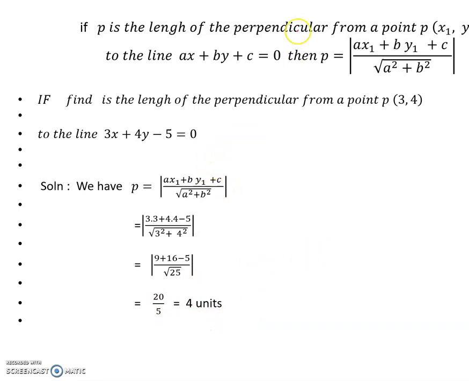So this is the perpendicular distance from any point P(x1, y1). Be careful: here x1 and y1 are the coordinates of the given point, and in 3x plus 4y minus 5, a is 3, b is 4 and c is equal to -5. That is why the length of the perpendicular from any point is defined by the modulus of ax1 plus by1 plus c upon under root a square plus b square. So in this way we have covered today's lecture about the acute angle and the perpendicular distance. Lecture is over.